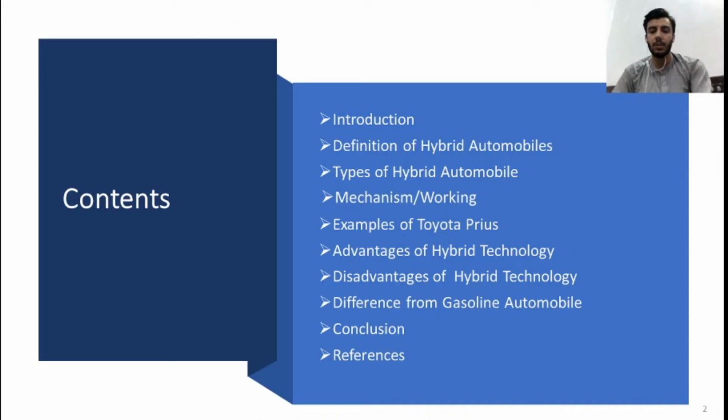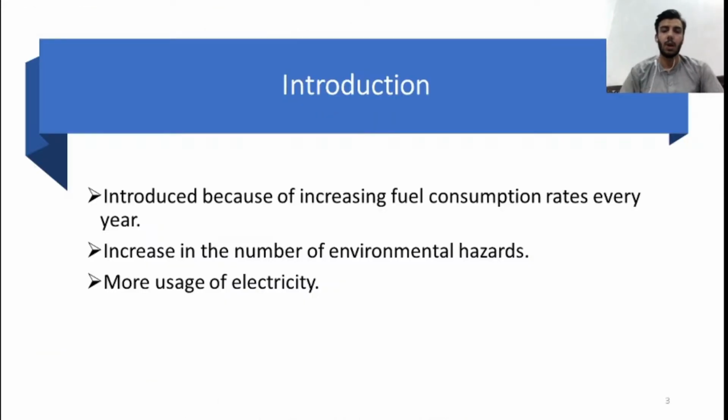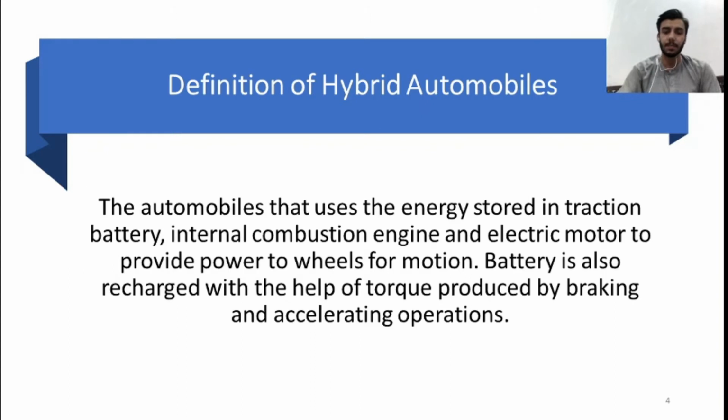In this presentation, I will discuss the following contents which are displayed on the screen. First of all, hybrid automobiles were introduced because of increased fuel consumption rates every year and the increase in number of environmental hazards like global warming, greenhouse effect and ozone layer depletion, and also emission of some harmful gases like carbon dioxide and carbon monoxide, which has caused serious health related problems. Moreover, another reason for the introduction of hybrid automobiles was more usage of electricity.